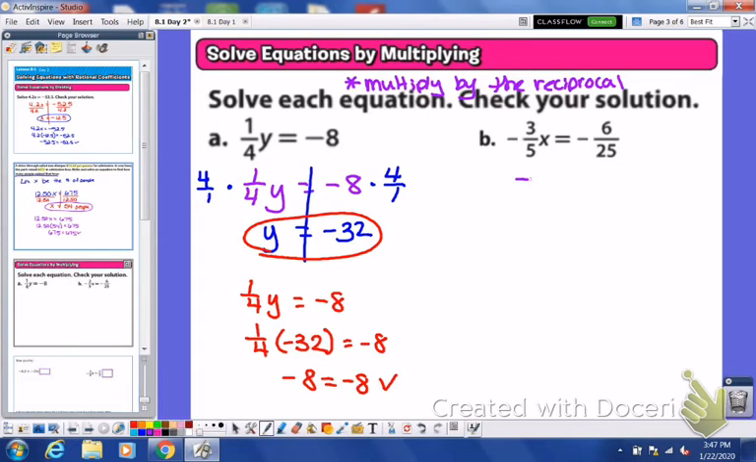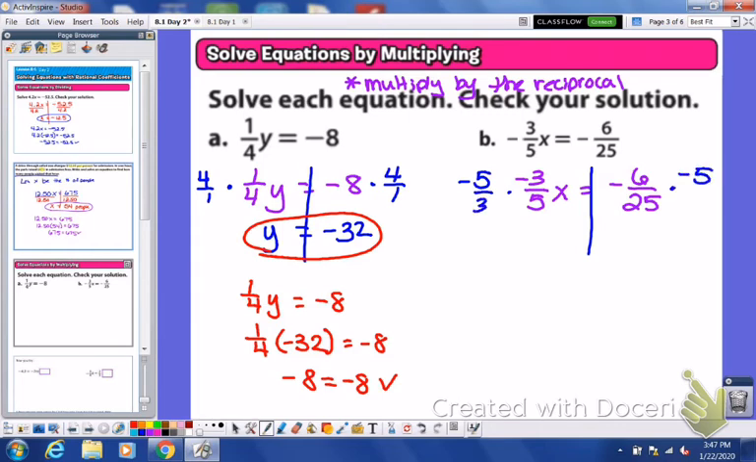So -3/5 x equals -6/25. I'm rewriting it so we have a little more room. Again, we know that we solve these by multiplying by the reciprocal. It's what we just did over here. So we're going to draw our line down so we remember to do it to both sides. My reciprocal of -3/5, we're going to keep it negative. So 3/5 becomes -5/3.